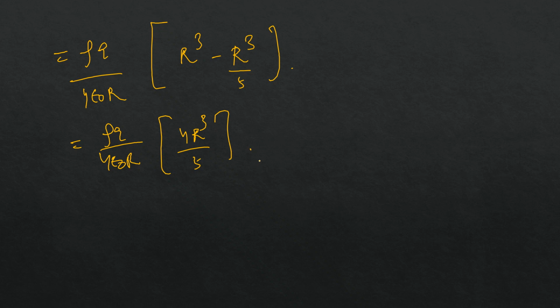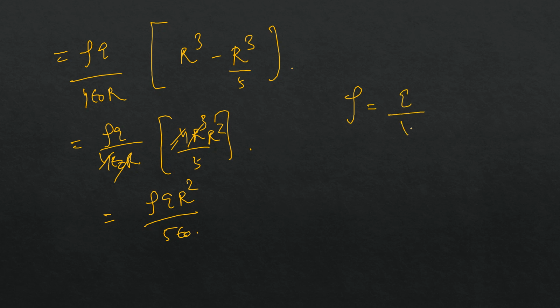The 4 were cancelled. R cube, this becomes R square. So rho Q R square by 5 epsilon naught. This is the answer for it. But otherwise, this is the answer. Otherwise, see, this rho, I can write it as Q by V.